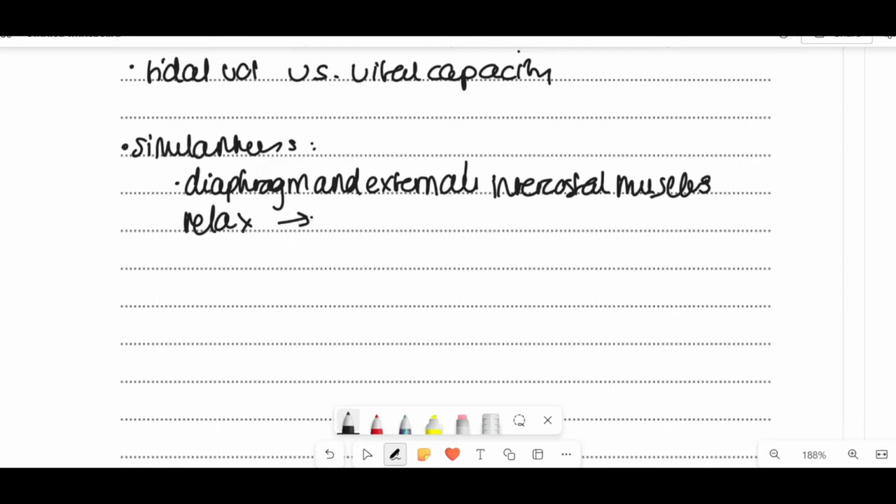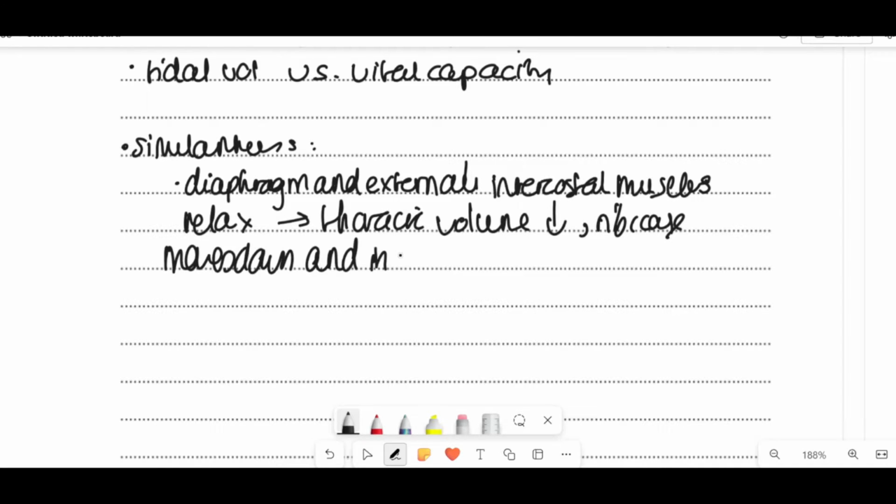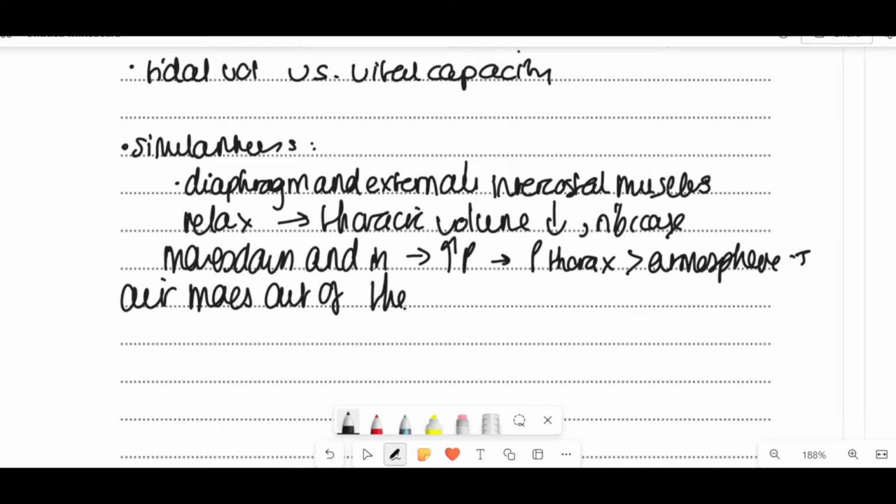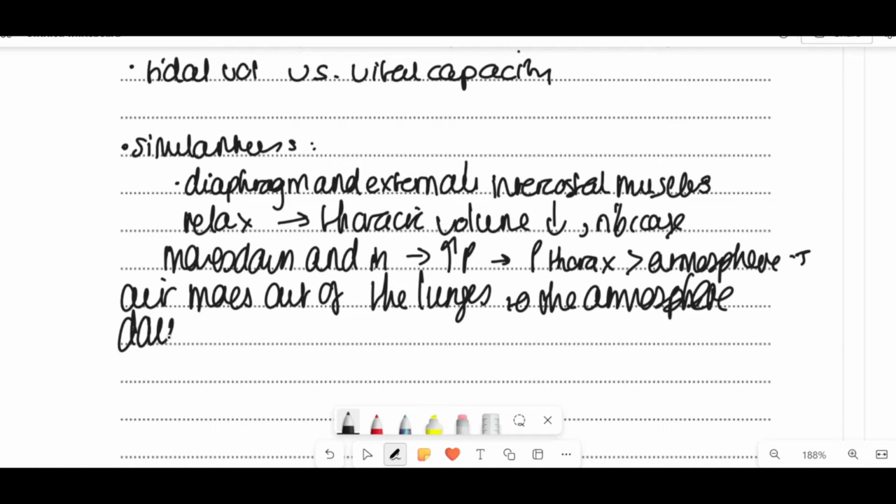And then we need to talk about what happens next. If they relax, then the thorax volume decreases, or the thoracic volume, you can call it that, or chest volume, decreases. The rib cage moves down and inwards. And then what happens is you decrease its volume, you increase the pressure, and then the pressure in the thorax is greater than the atmosphere. So air moves out of the lungs to the atmosphere, up the trachea and so forth, down a pressure gradient.